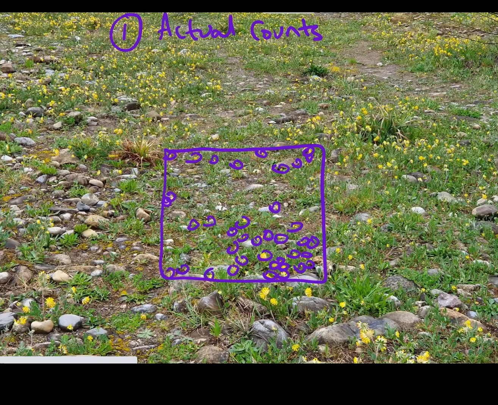You need to use this method if you're going to look at biodiversity measures, because in biodiversity measures such as the Simpson's Diversity Index, you need actual counts of species. In this case, we've only counted the number of kidney vetch, but for a diversity count, you would count the number of each individual species. And that's your abundance in the equation.